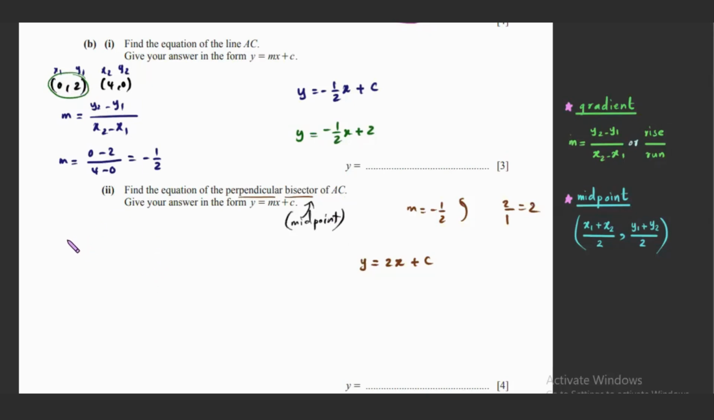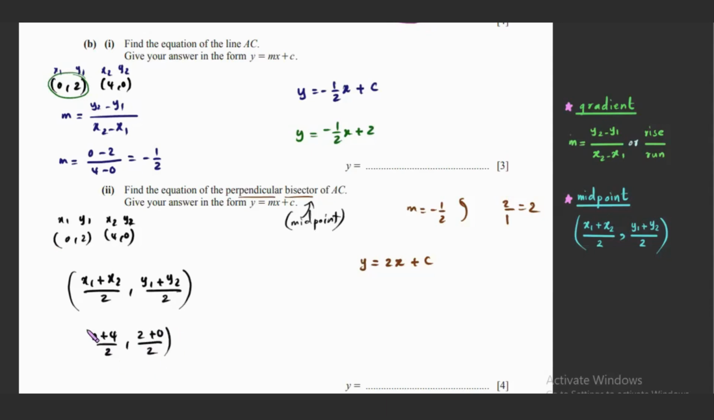So we pick the two coordinate points A and C, which is 0, 2, and we have 4 and 0, the two coordinate points that we have here. So I'll label it as x1, y1, x2, y2. To find the coordinates of the midpoint, we need to find the average of the x values and the average of the y values. The two x values are 0 and 4. We add them together and divide by 2. The two y values are 2 and 0. Add them together and divide it by 2.